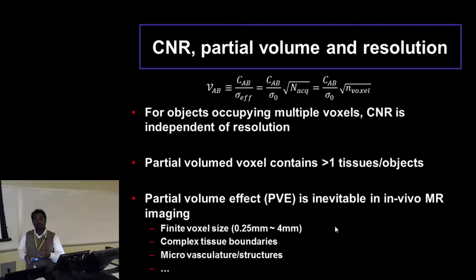Let me see how best I can say this. So if an object is occupying complete voxels, let's say 10 by 10 voxels, it's a square. If you change the resolution such that the object is now occupying 5 by 5 voxels, does the contrast to noise ratio change? Assume that the noise is the same, meaning for this experiment the noise standard deviation is the same.